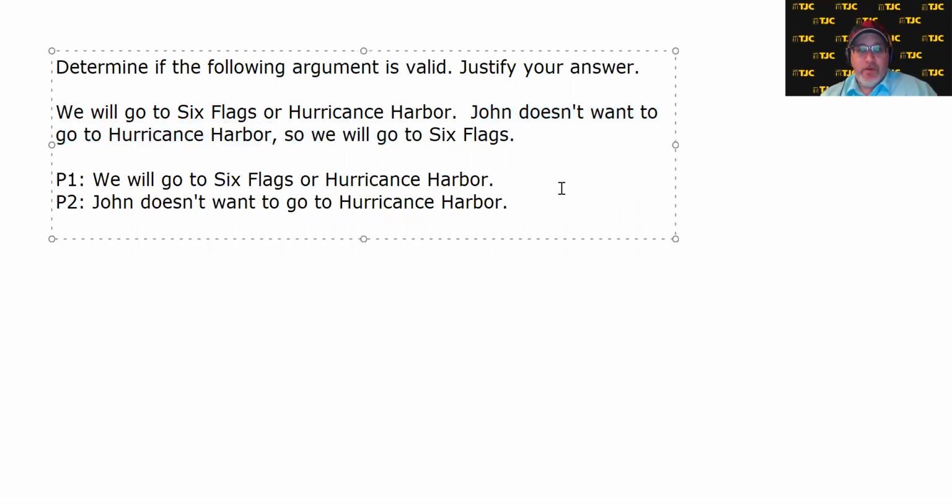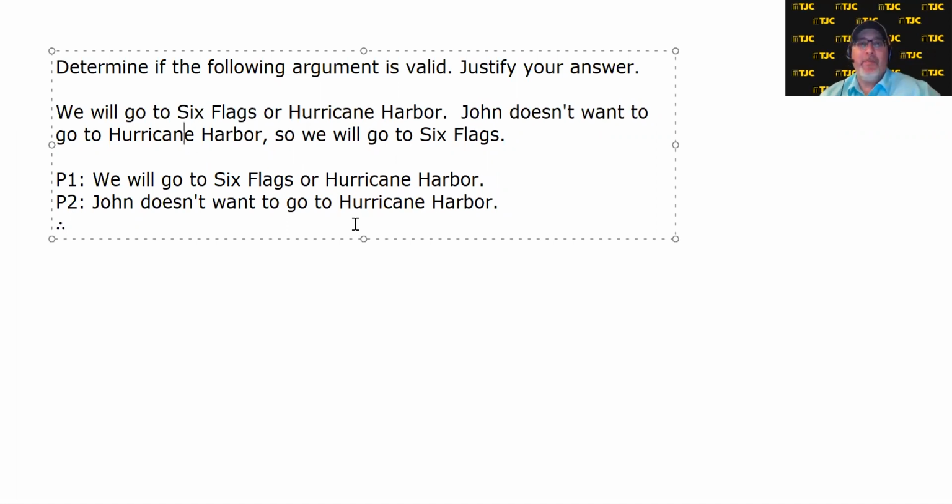Conclusion. And second, while I go grab the therefore sign. It's funny, I can't type the therefore sign, but I can copy and paste it there. And obviously Hurricane isn't spelled that way. Wow, I did it twice. That wasn't even a bad copy paste. That was a bad typing job. Conclusion. We will go to Six Flags.